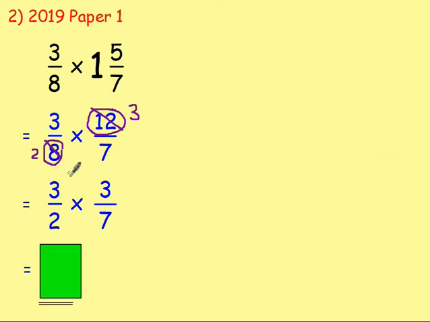What do you then do? Good, multiply the numerators together, so 3 times 3, and multiply the denominators together, so 2 times 7. Meaning then, 3 times 3 is 9, 2 times 7 is 14, so 9/14 will be the answer. Woo!